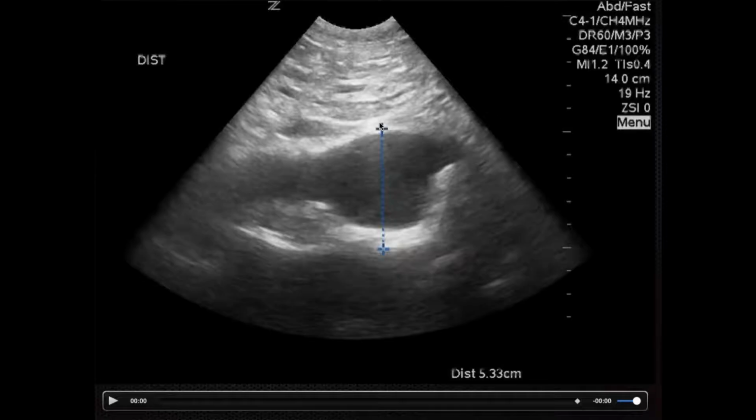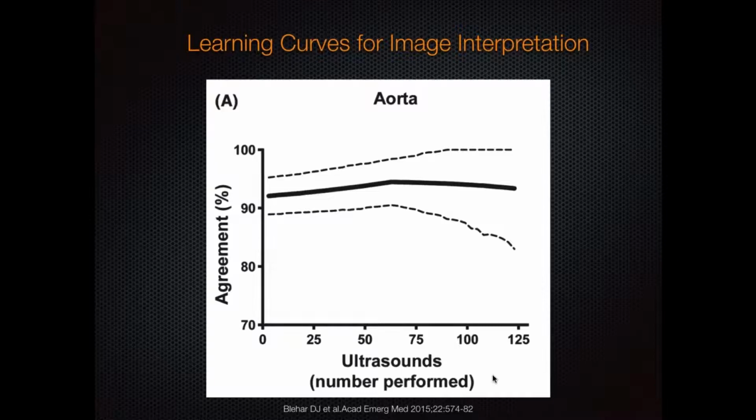And this is a longitudinal view, and you do a measurement of the structure, and it's 5.3 centimeters. So if you find that, it really changes the urgency of how quickly you want this patient evaluated and where you want this patient evaluated. Certainly in a symptomatic patient with identified abdominal aortic aneurysm, the urgency is much higher than in a patient who has a normal aorta.